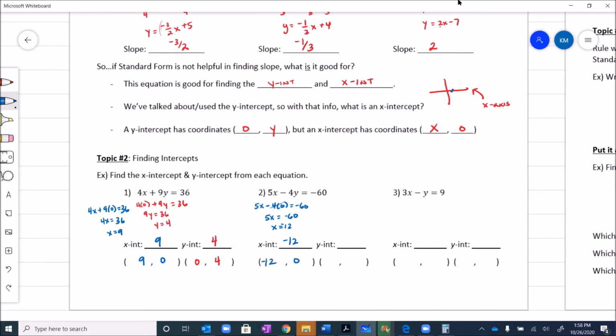Do the same thing for y, knowing that with our y-intercept, our x value is 0. Plug that in. Minus 4 times, I don't really want to say times anything right now, I'll just say 4y, because we don't know what that is yet, equals negative 60. So negative 4y equals negative 60. Divide by negative 4 on both sides, and y will be 15. So our y-intercept is 0, 15.